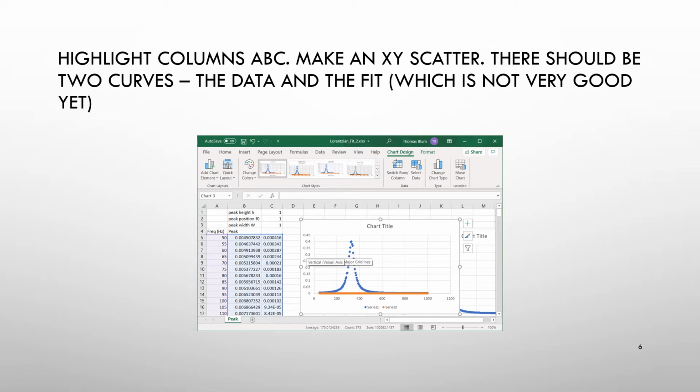So we want to plot both the data of the height of the peak versus the frequency as well as our fit. So we're highlighting all three columns. B and C are both Y's and they share the same X. So it's three columns giving us two graphs. Now C at this stage, because we have not chosen good fit parameters, just hovers around 0, and blue still shows the original data peaking.